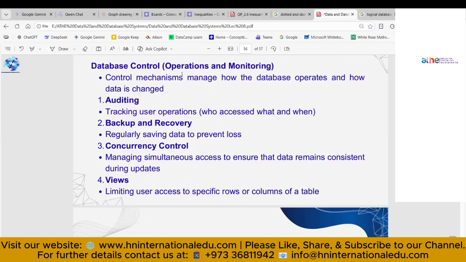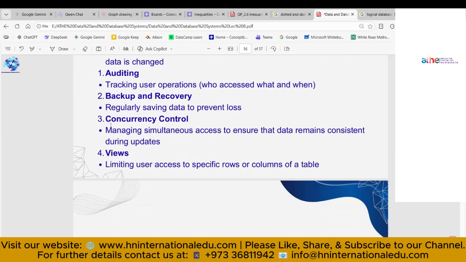So first one is auditing in the database control. That means it will track user operations: who accessed the data, at what time, and what that person did with the data basically. And next we have backup and recovery. So regularly save data to prevent loss in case of any disaster. Next is concurrency control. So managing simultaneous access to ensure that data remains consistent during updates. And lastly, views. So that means limiting user access to specific rows or columns of a table.